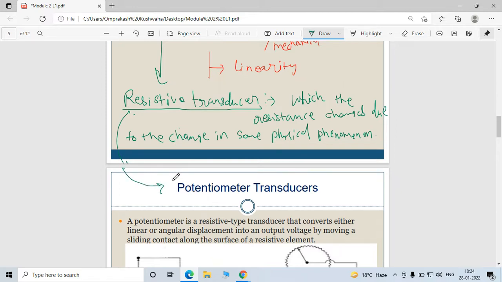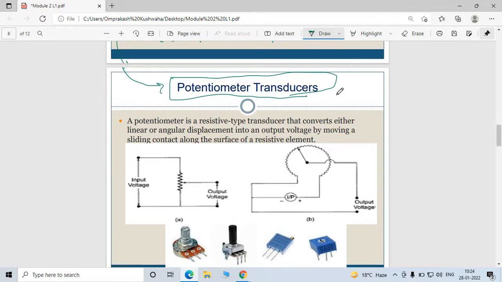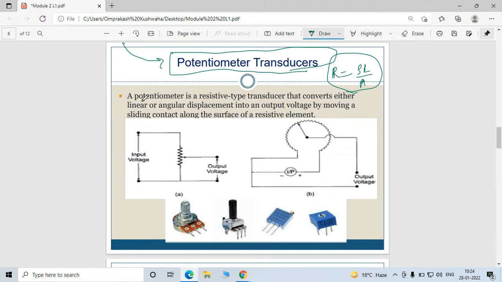So in the potentiometer transducer, we are measuring the displacement, right? As you know, R is equal to rho L by A. Resistance of any wire is directly proportional to the length of that wire, right? So here we will cover how to change the resistance.